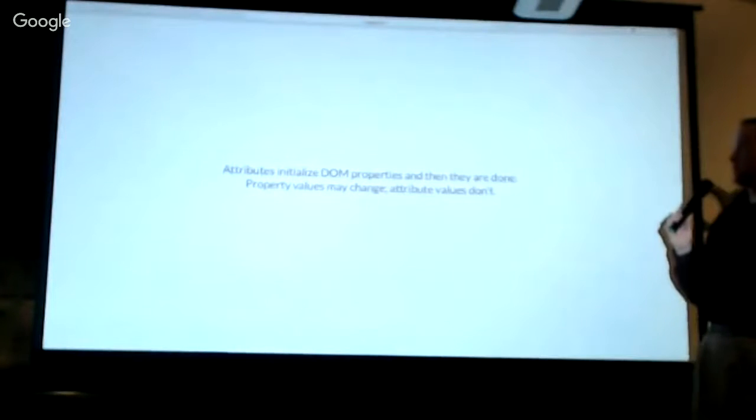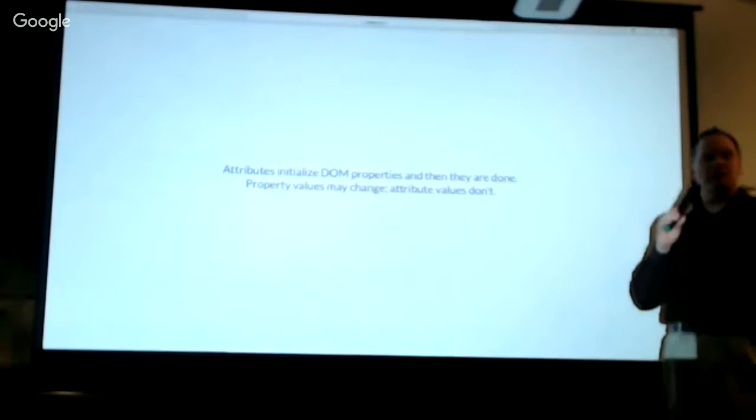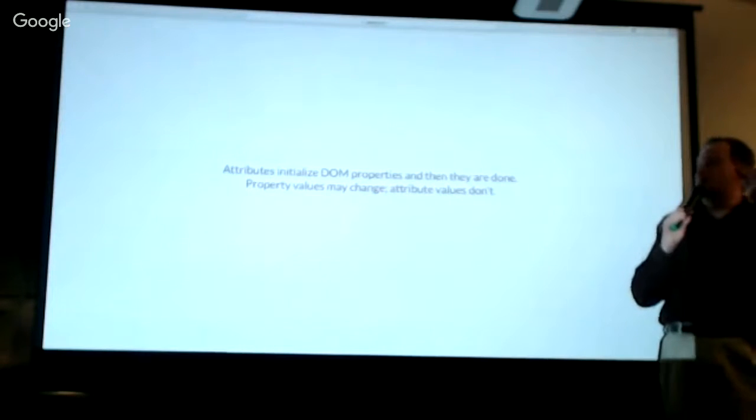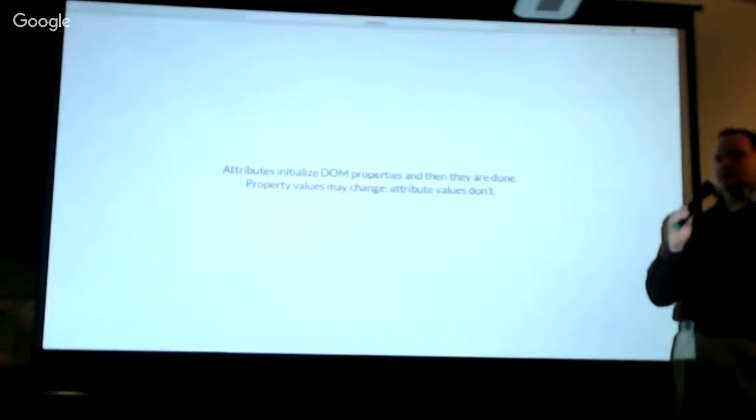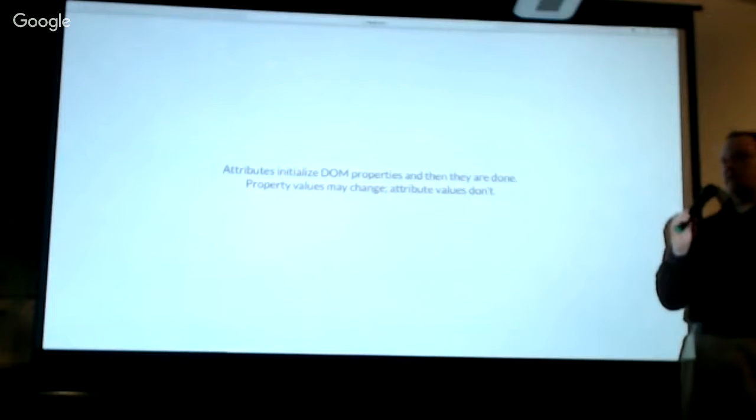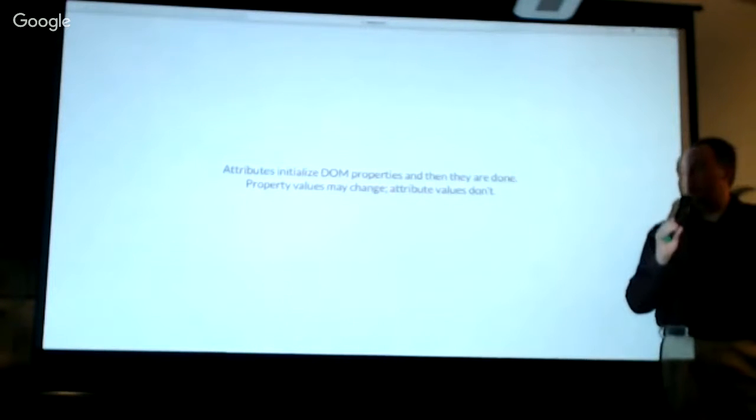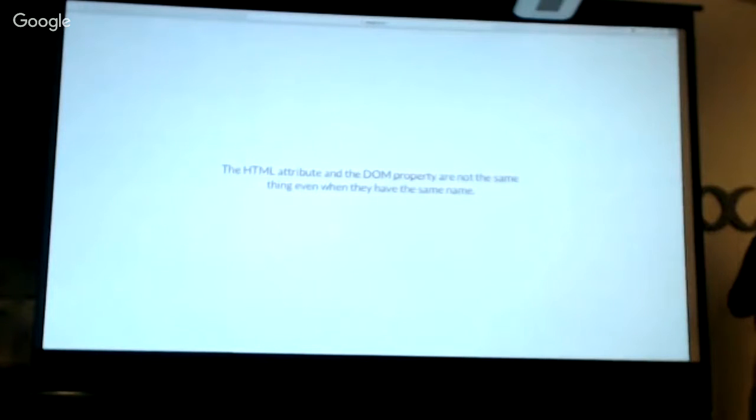So attributes initialize DOM properties. If you think about an HTML image tag, there's going to be a source value on there. That's a string. That's an HTML attribute. When your browser builds the DOM from that, it's going to create a DOM element of type image, and it's going to take the source value and set that property, and then the HTML goes away, and then the binding actually happens to that source property on the DOM element. And those can be the same, but they're not the same thing.